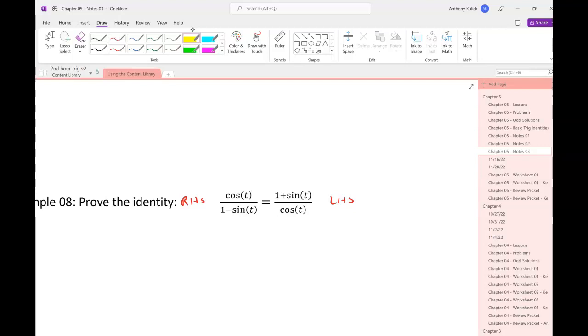The right side is the more complicated side because you can write this as 1 over cosine plus sine over cosine. That's an addition problem technically. The other one you cannot do the same thing. You can't break a fraction within the addition or subtraction in the denominator. You can only do that with the numerator. So I would start with the left-hand side here.